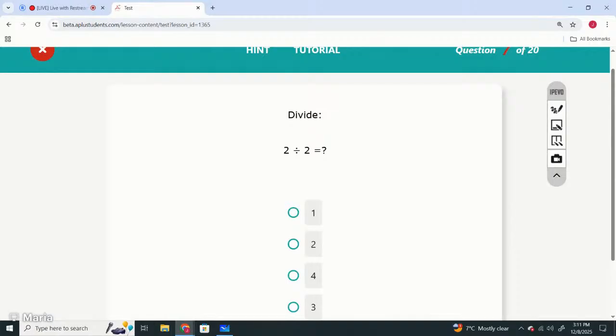2 divided by 2 equals, you need to count the table of 2 until 2, or the easy thing is dividing a number by itself means the answer is always 1, right? Whatever number it is, if you are dividing the number by itself, the answer is always 1. Option number 1 is the correct option.